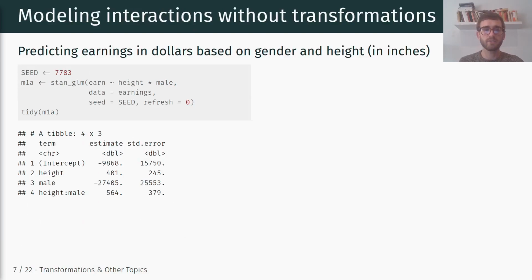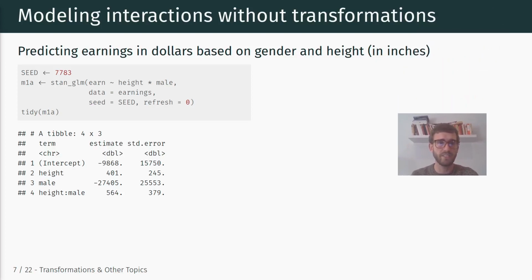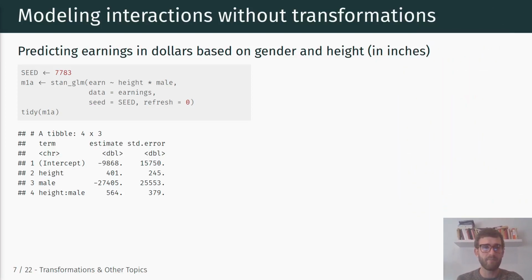Okay, so the first thing we want to do is we want to model or predict earnings in dollars based on gender and height. Height is measured in inches. Earnings are measured in dollars. That's yearly earnings, so yearly salary essentially. And we're going to model this interaction between gender and height without any transformations, so just using the raw data.